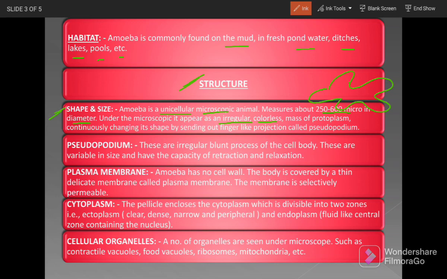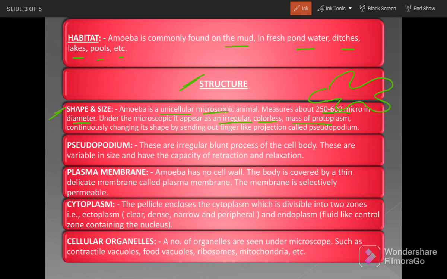Next is colorless. They do not have color. The cell of the amoeba is colorless. Mass of protoplasm means it contains the cytoplasm and the nucleus, all colorless material. They are all together, and cell organelles are also included in the mass of protoplasm.